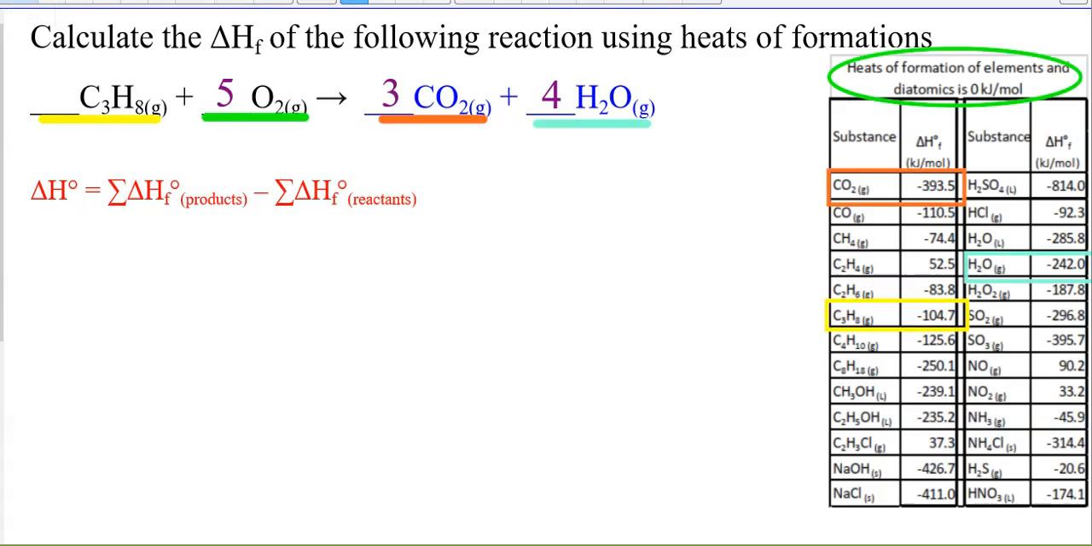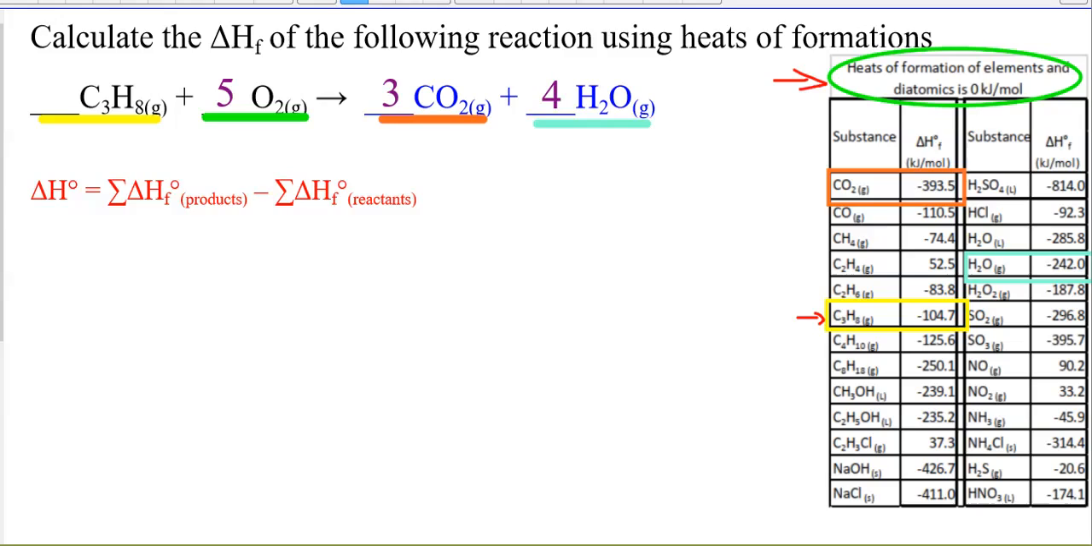Find all your values. So I color coordinated here. I've got my propane in yellow. So propane is right here, negative 104.7 kilojoules per mole. My oxygen is green. So that means hopefully you saw the green little circle here.